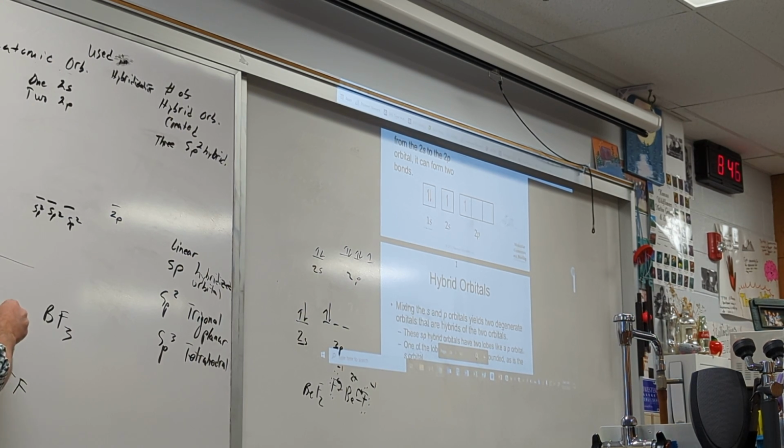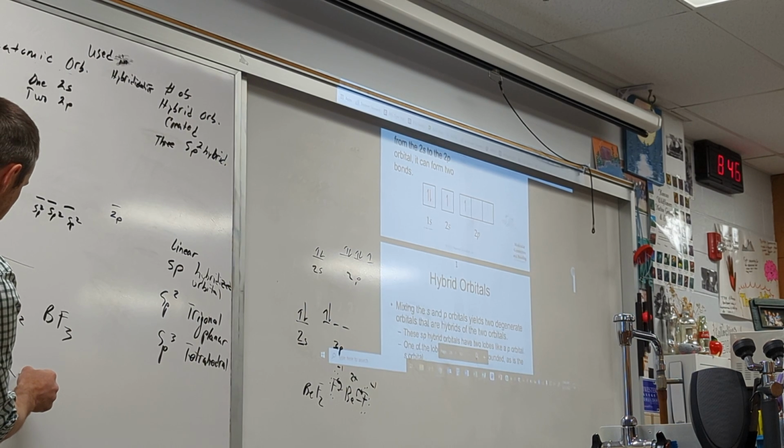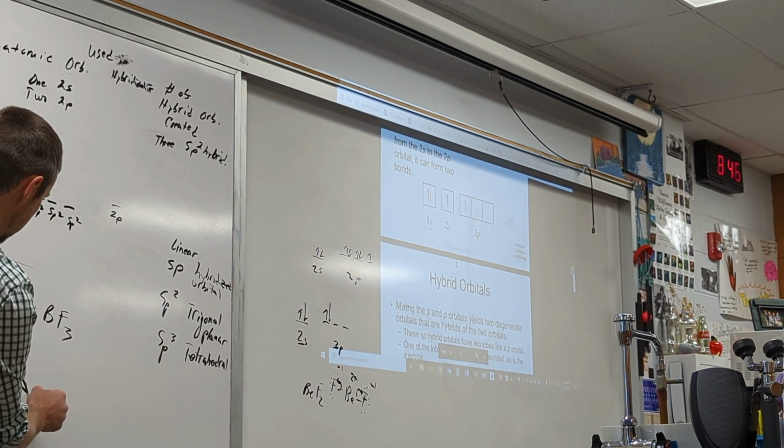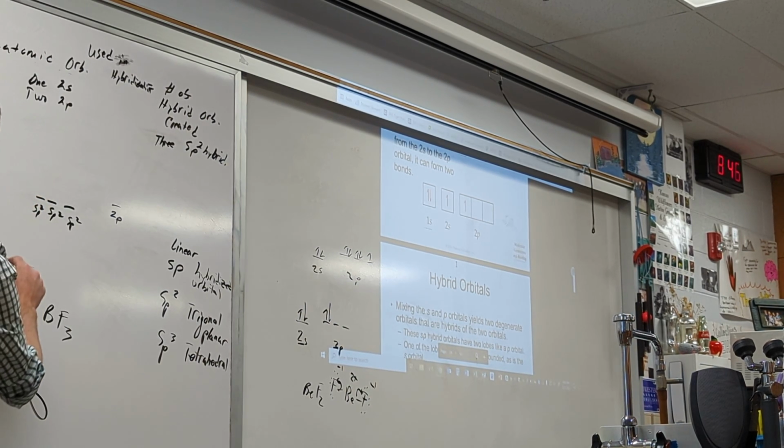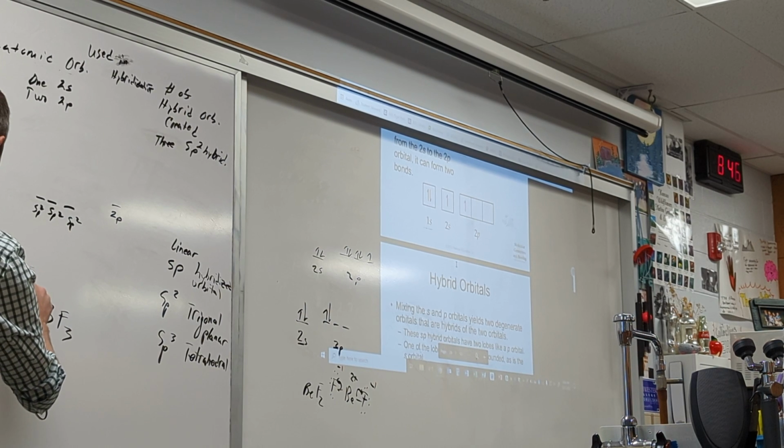I should draw those a little better. Okay, and then let's draw it like this. So here's the sp2 hybridization of boron, and then the atomic orbital of fluorine. I'll just draw it as a circle. It's not, it's a p. Maybe I should draw it as a p sublevel. And this is the atomic orbital of fluorine as well.